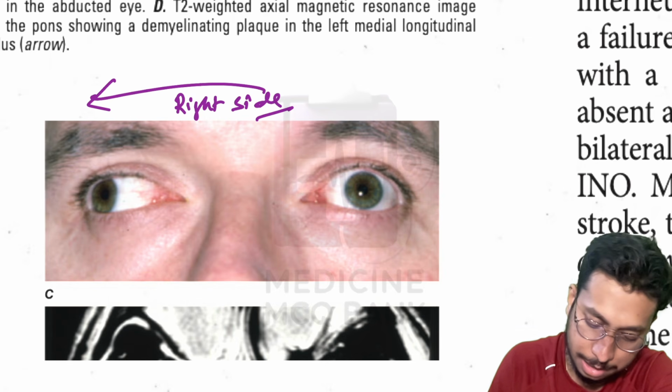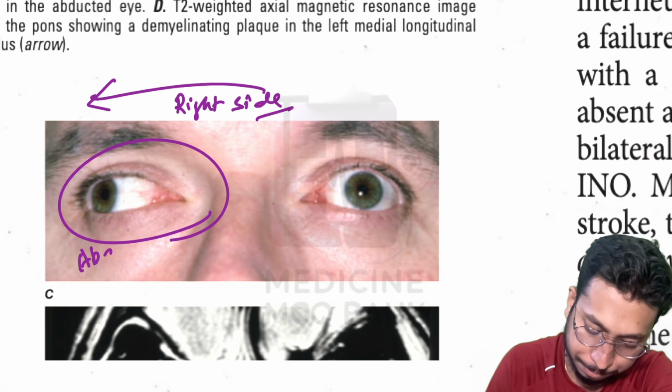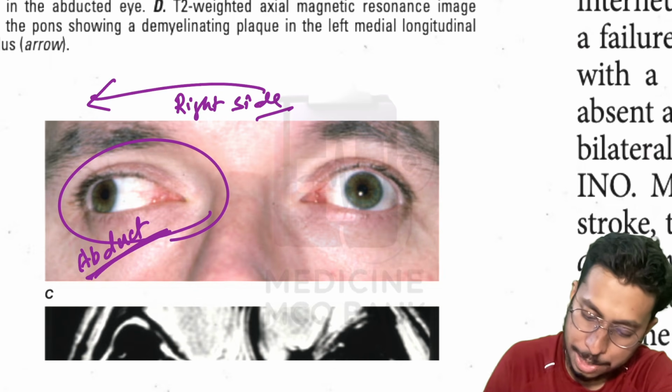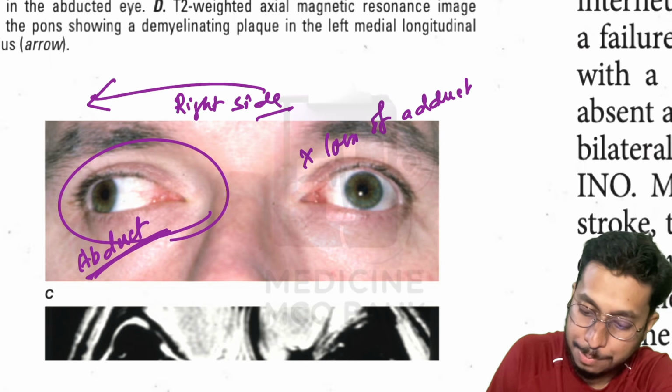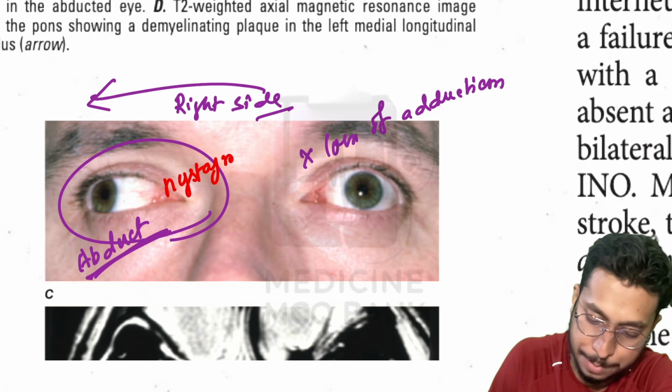Okay. Now when the patient tries to look to this side, to the right side, what is happening? Right eye is able to abduct, but left eye is not adducting. There is loss of adduction. Sometimes, due to this, there can be nystagmus in the right eye too.